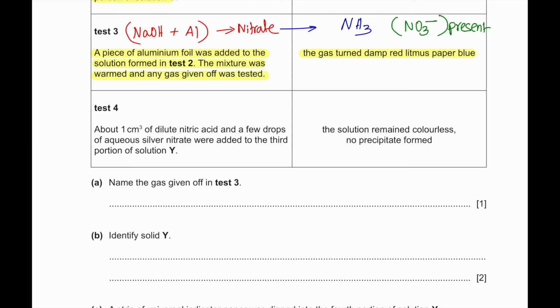Test 4. About 1 cm³ of dilute nitric acid and a few drops of aqueous silver nitrate were added to the third portion of solution Y. So 1 cm³ of dilute nitric acid with a few drops of silver nitrate. Nitric acid followed by silver nitrate is definitely a test for halide. So if there is any halide ion present, it will be detected. The solution remained colorless, no precipitate formed. So we can definitely say no halide is present.